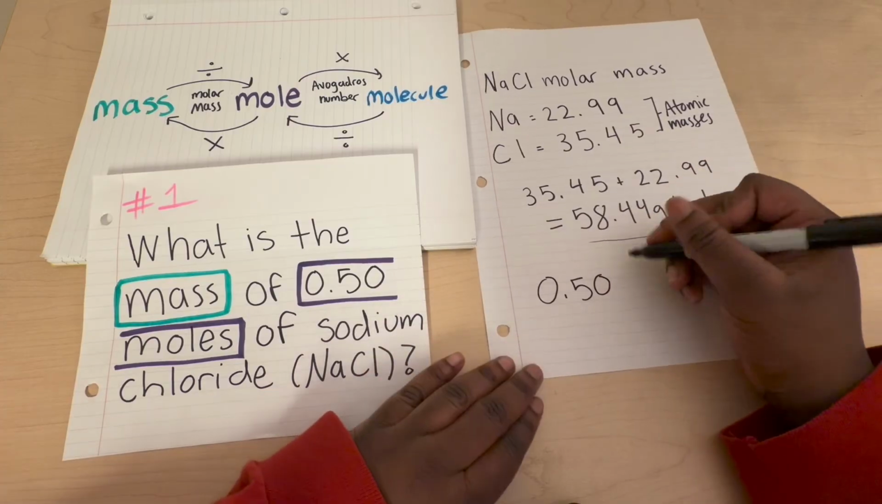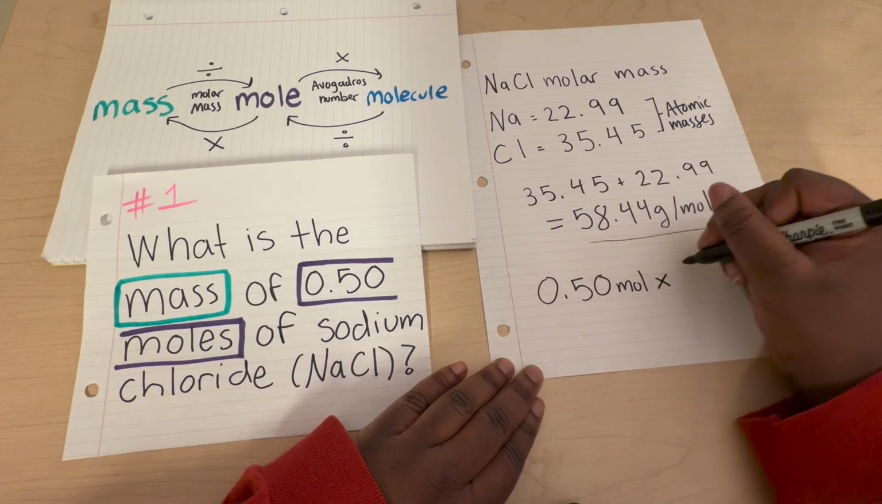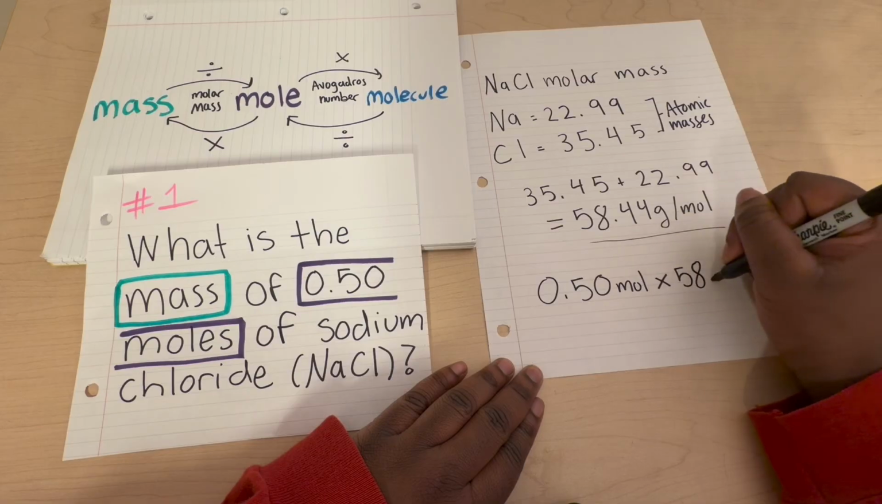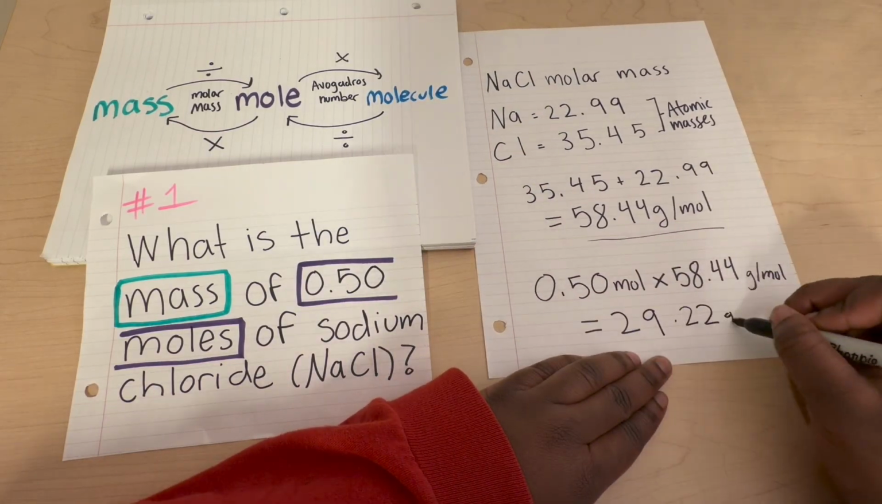Now that we have our molar mass, we can find the mass. So we do our 0.5 moles multiplied by the molar mass to get the mass. And 29.22 is our answer.